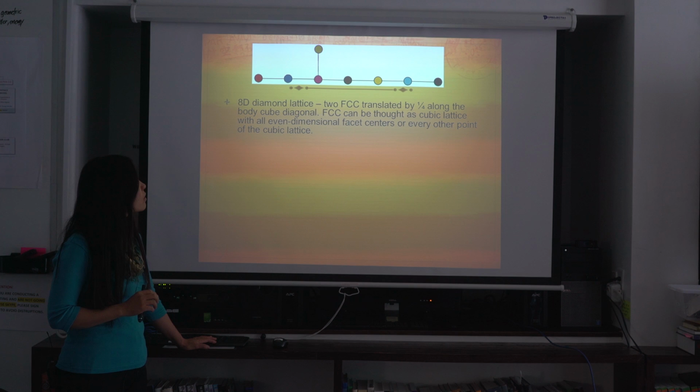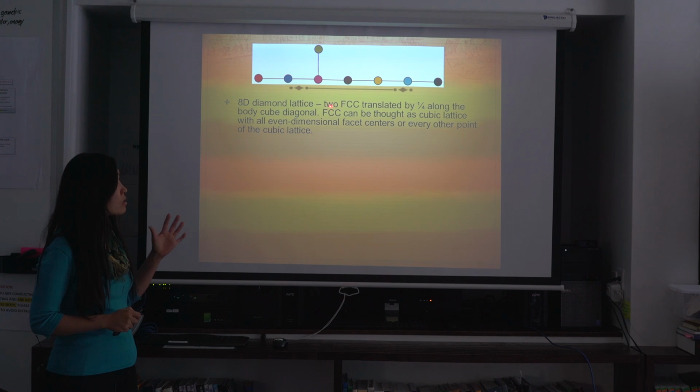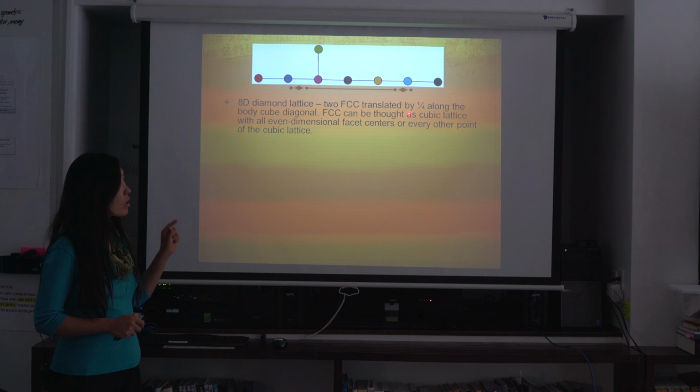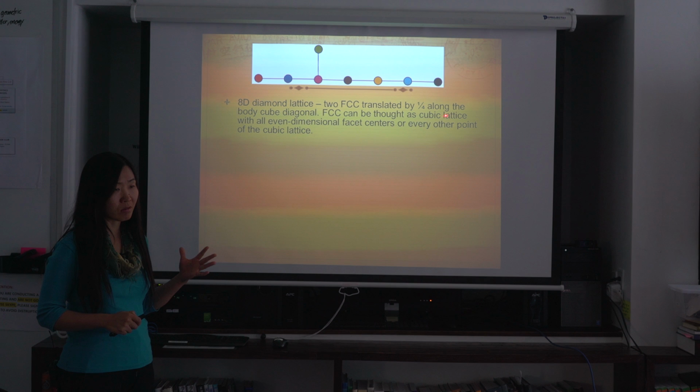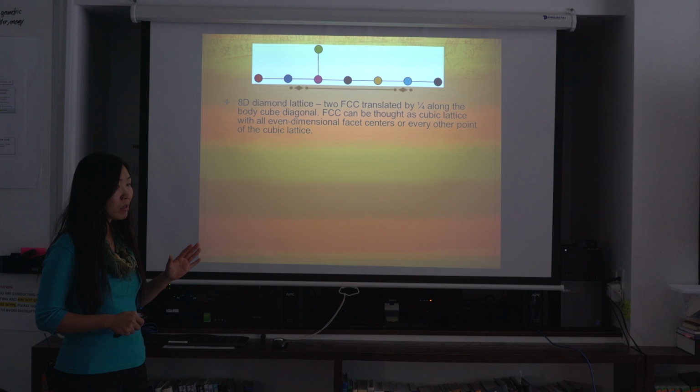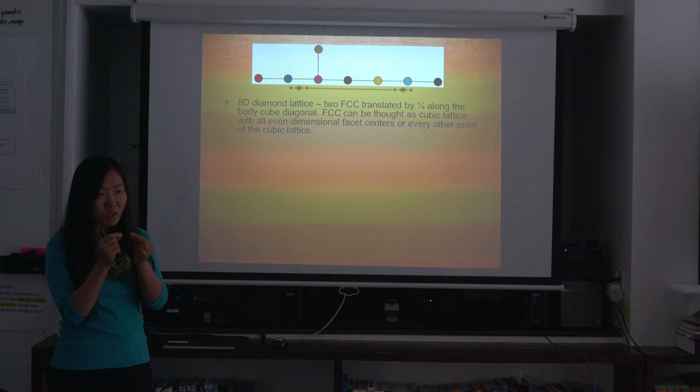So E8 is an eight-dimensional diamond lattice. It consists of two FCC lattices translated by one quarter along the body cube diagonal. The FCC can be thought of as a cubic lattice with all even-dimensional facet centers, not all dimensional facets, only the even-dimensional facets. In 3D, for example, it's the two-dimensional facet that is centered. There's a one-dimensional facet, which is the edge, but that's not centered. So that's what's called FCC.